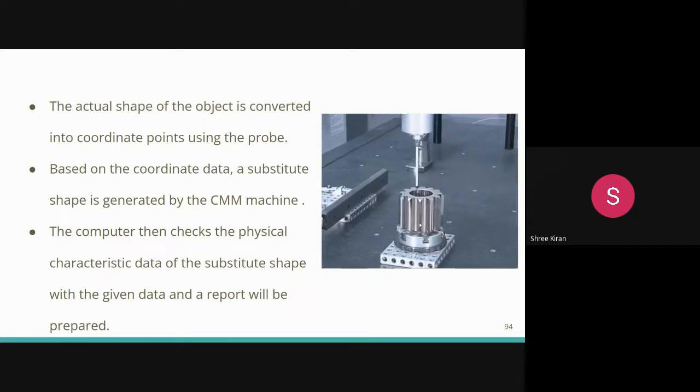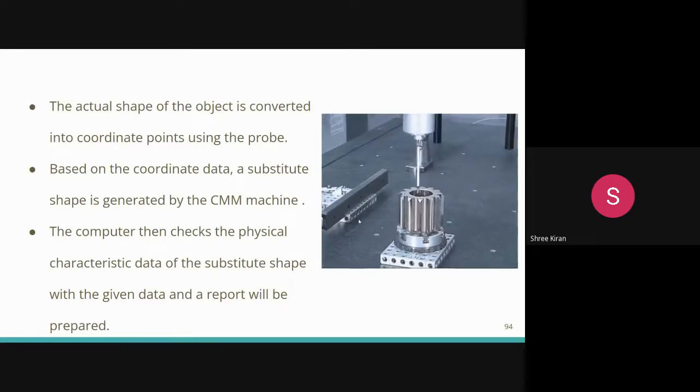Based on the coordinate data, a substituted shape is generated by the CMM machine, where the computer checks the physical characteristics data of the substituted shape with the given data, and then finally a report will be prepared.